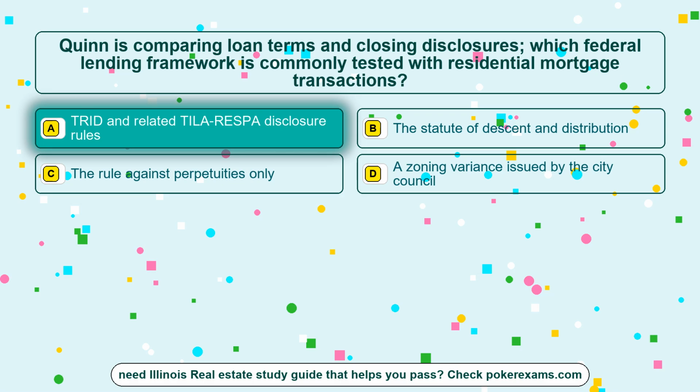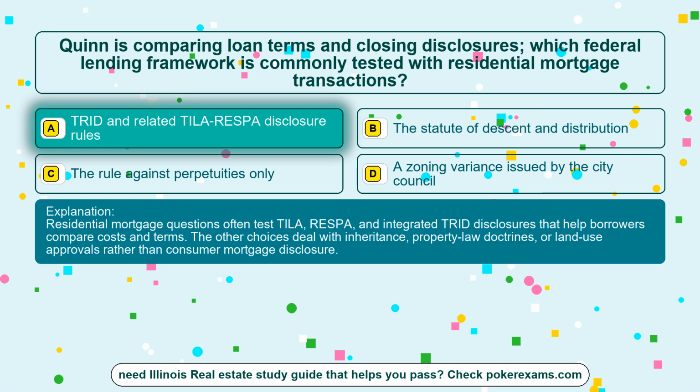The correct answer is option A. TRID and related TILA-RESPA disclosure rules. Residential mortgage questions often test TILA, RESPA, and integrated TRID disclosures that help borrowers compare costs and terms. The other choices deal with inheritance, property-law doctrines, or land-use approvals rather than consumer mortgage disclosure.